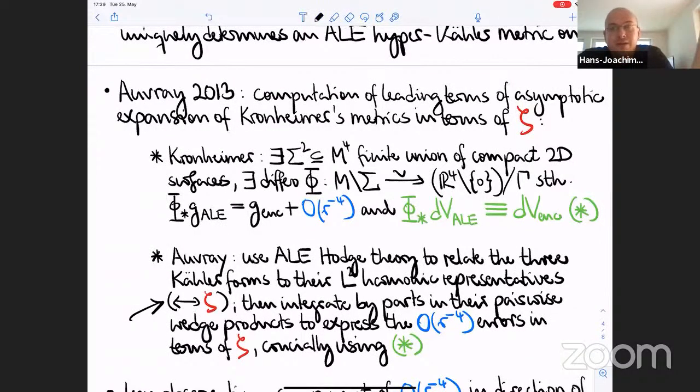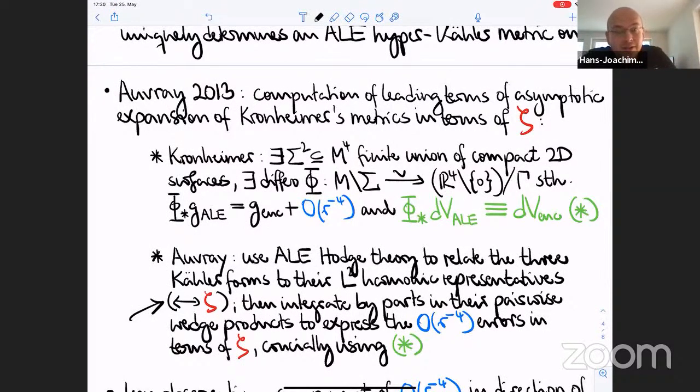And then you just write down the hyperkähler conditions, which are saying that the pairwise wedge products of the three Kähler forms, sort of the intersection matrix of the hyperkähler triple, give you a constant multiple of the identity. Then you integrate this by parts over larger and larger balls, and you make an asymptotic expansion of the boundary terms when you integrate by parts.